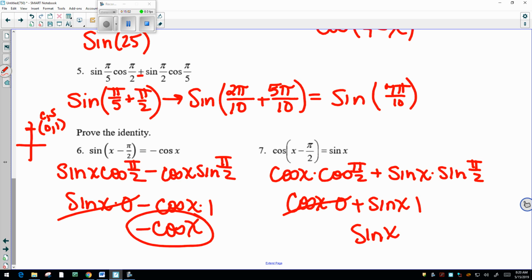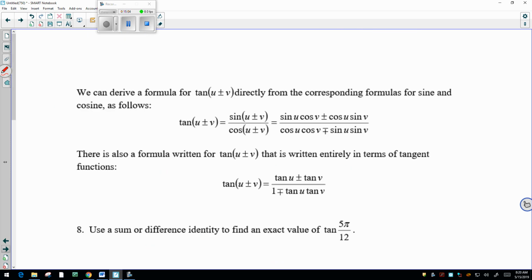And so lastly, it's our tangent formulas, our tangent adding and subtracting, sum and difference. So we can always take a look at tangent as sine divided by cosine. So we could have our sine formulas divided by our cosine formulas. And notice how the formulas are written here. I have a plus on top and a minus on the bottom. So it's kind of a combination of the formulas.